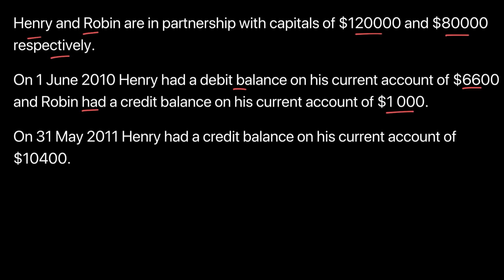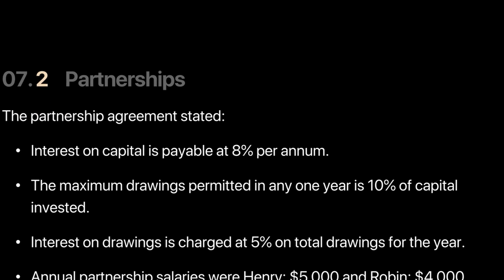Okay, but then on the next line, what you guys can see is on 31st May 2011, Henry has a credit balance on his current account. Now, they've also given to us the closing current account balance. What this implies is if they've given you the closing current account balance, there must be something which they would want you to calculate. So there is some information which is missing, which we will be supposed to calculate. So let's read the question and we'll understand this.